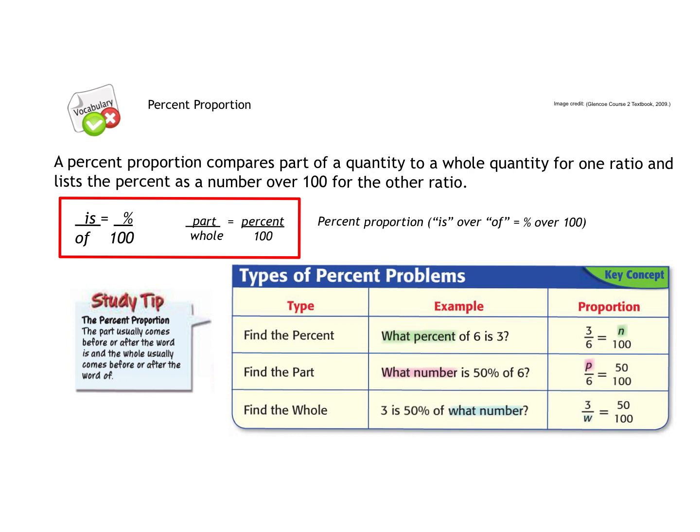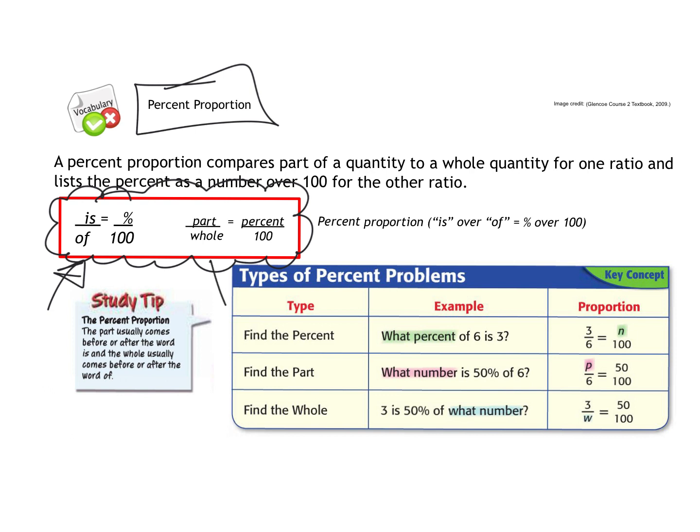So percent proportion is something that you for sure want to have written down, and it compares the part of a quantity to a whole quantity for one ratio and lists the percent as a number over 100 for the other ratio. So when we talk about the percent proportion, we usually say is over of equals percent over 100, which is really we're taking the part over the whole and then the percent over 100, which makes sense because percent is always out of 100. If you want to study this or write this down just to have some examples, you sure can.